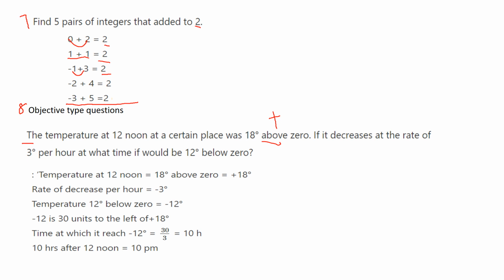Temperature at 12 noon, 18 degrees above 0, means plus 18. Rate of decrease is minus 3. 12 degrees below 0 means minus 12. Here you see the number line with 0. Plus 18 is here, and the temperature decreases to minus 12. The distance is 18 here and 12 here, so 30 units. Decreases 3 degrees per hour means we have to divide. 30 by 3 equals 10 hours. So 10 hours after 12 noon, 10 PM is the answer.